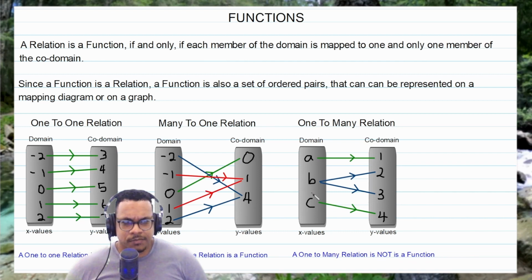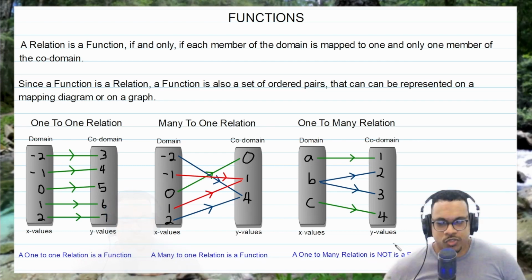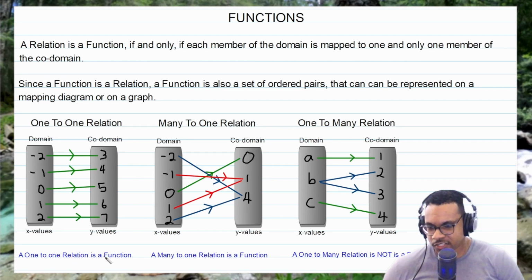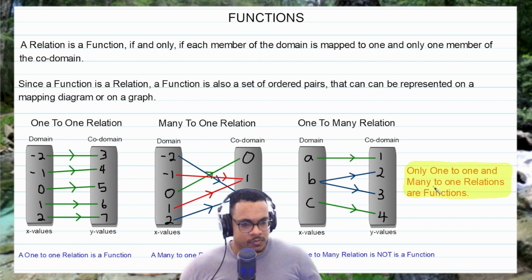Now, in a many-to-many relation, you'll also have the same type of mapping where you have one going to many. That will also make it not a function. So a one-to-many relation and a many-to-many relation is not a function. The only two relations that are functions are a one-to-one relation and a many-to-one relation. So here I have a little note that only one-to-one and many-to-one relations are functions.